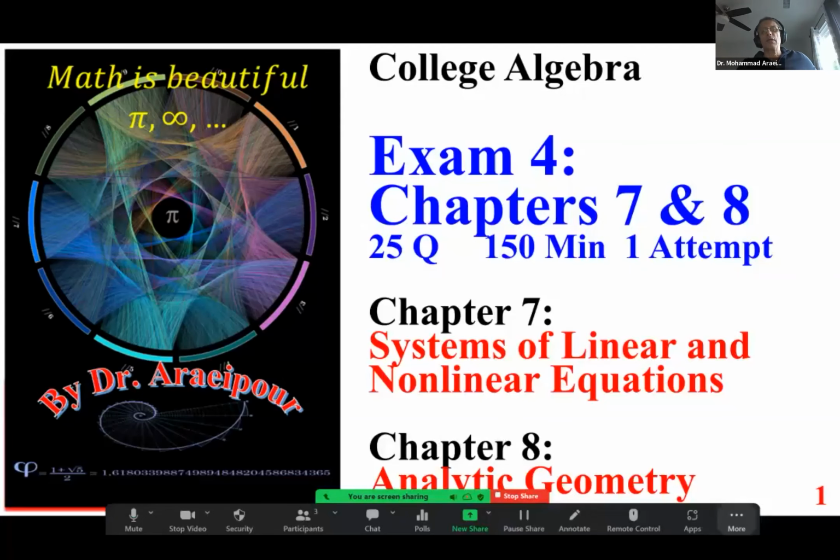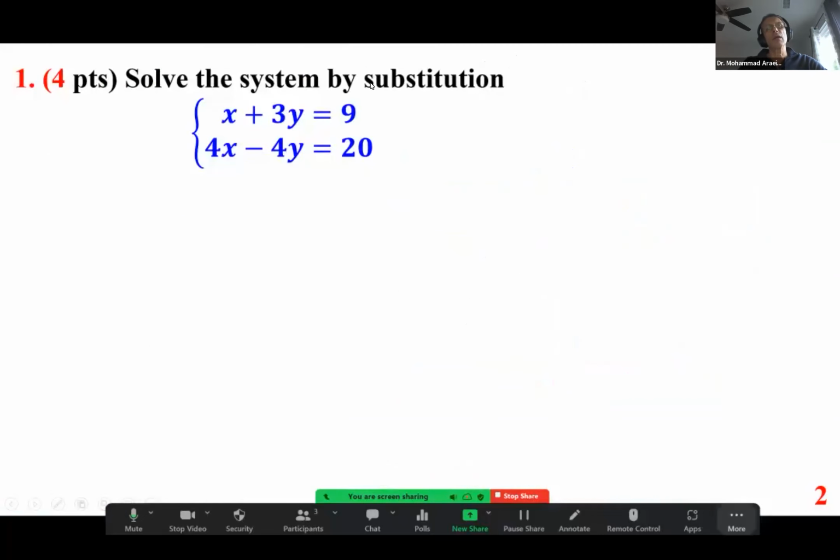Good afternoon, class. We are looking at exam 4, covering chapters 7 and 8. Chapter 7, systems of linear and nonlinear equations. Chapter 8, analytic geometry. We want to solve the system by substitution.